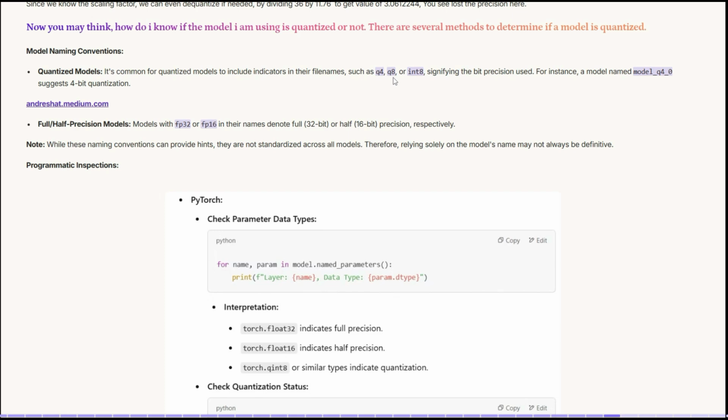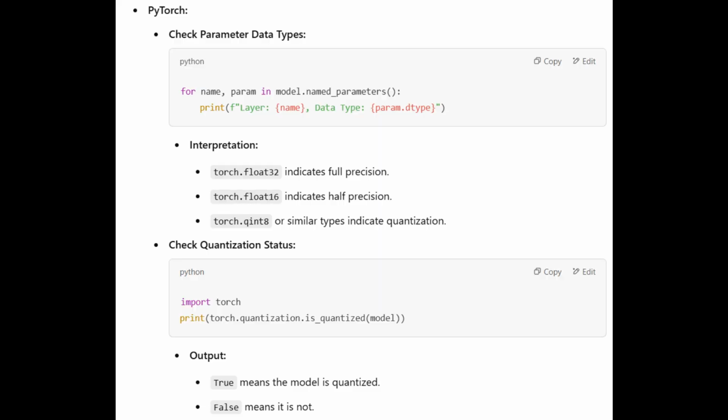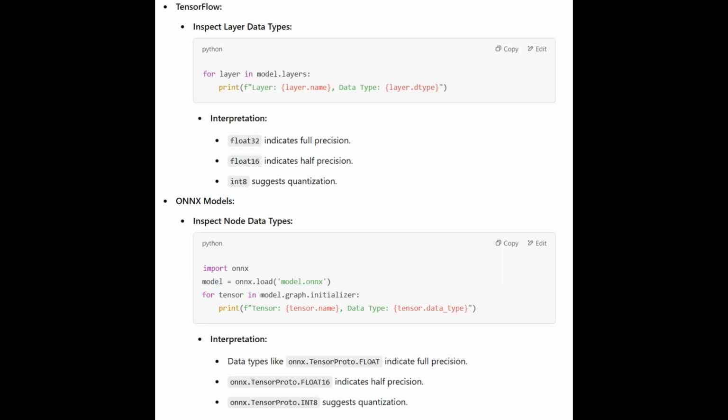Second method is about programmatic inspection. If you are using PyTorch, you can check for parameter data property as shown in the screenshot. In PyTorch, you can also check the quantization status as shown in the screenshot. In TensorFlow, you can check layer data types as shown in the screenshot. In ONNX models, you can inspect node data type.